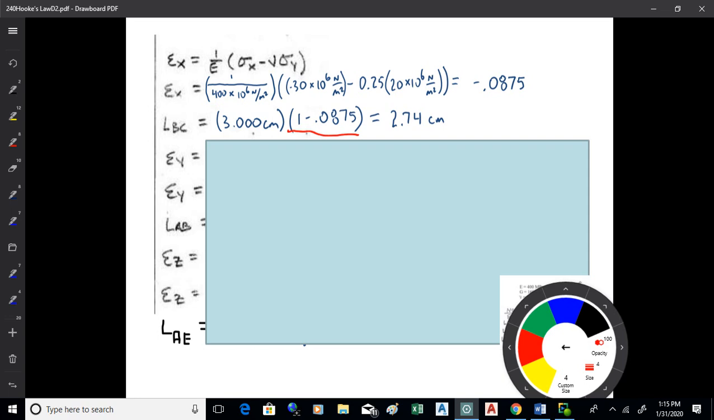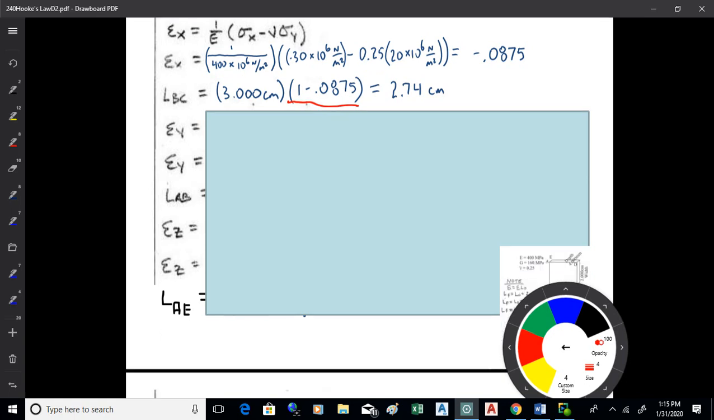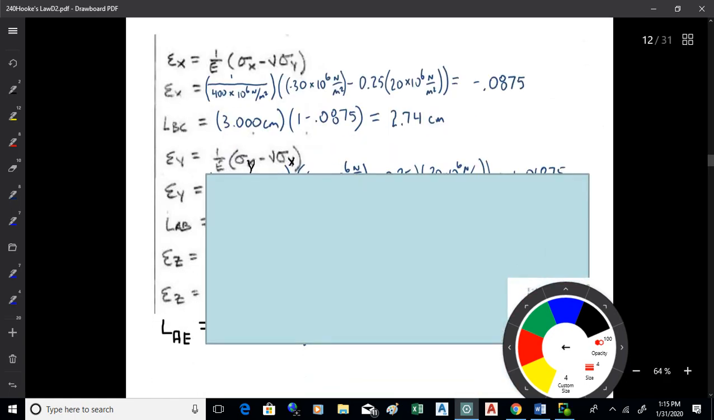All right, so we can just go ahead and do that on all 3 sides, okay? And just use epsilon x, epsilon y, and epsilon z, the formulas for that. Just run the numbers, and you'll come up with the strain and then the length.